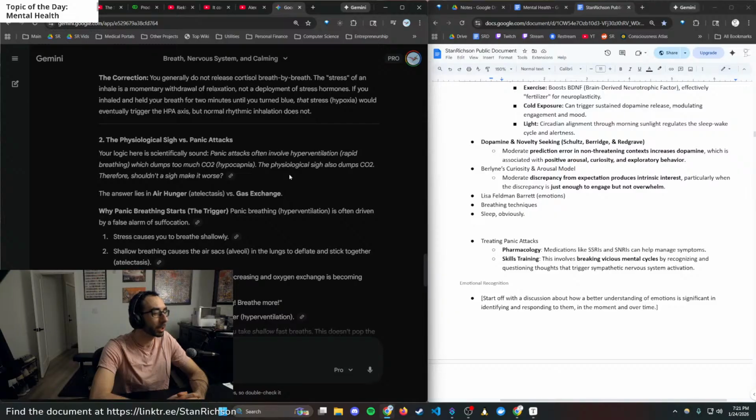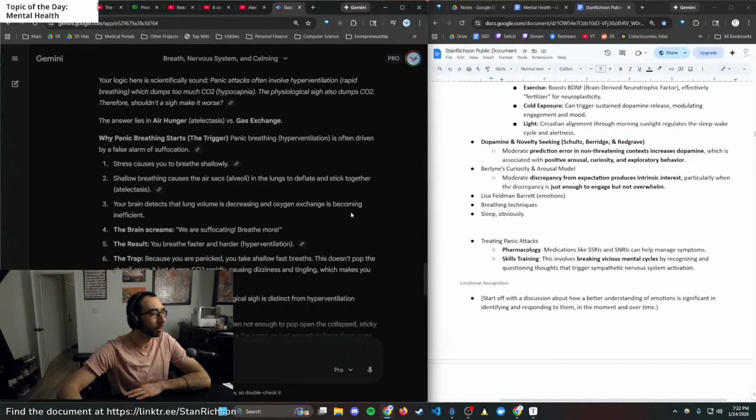Why panic breathing starts. The trigger. Panic breathing, hyperventilation, is often driven by a false alarm of suffocation. Stress causes you to breathe shallowly. Shallow breathing causes the air sacs in the lungs to deflate and stick together. Your brain detects that lung volume is decreasing and oxygen exchange is becoming inefficient.